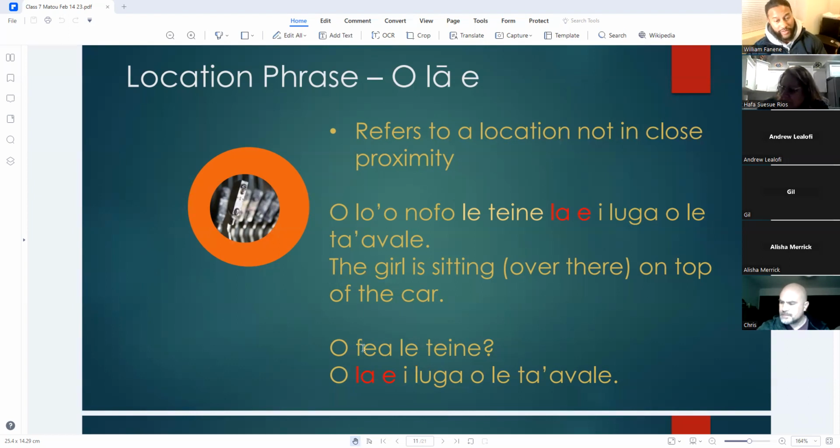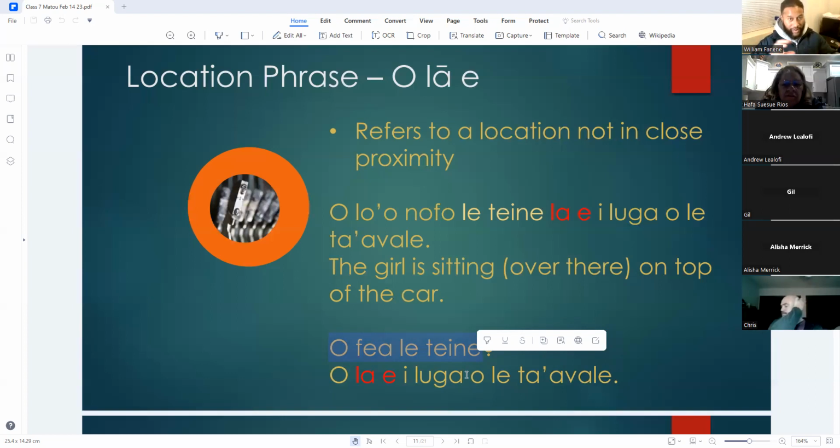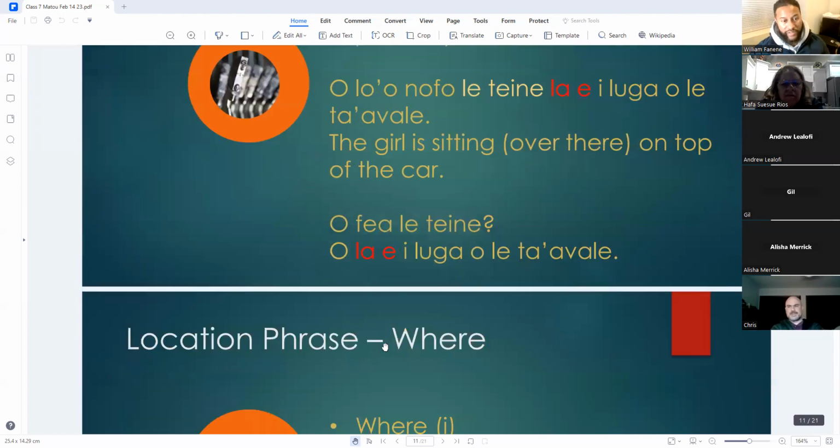And then if someone were to ask, we haven't got to questions yet. I think on this slide, that lesson I talked about questions, but someone says, "Where's the girl?" Ofele kenge, ofele tene, olae ilunga o le ta'avale. Like she's over there, or I'm sorry, over there on top of the car or above the car. So olae, okay. So the lae goes before the ilunga. So you see there, we can stack our prepositions just to give more definition to stuff.